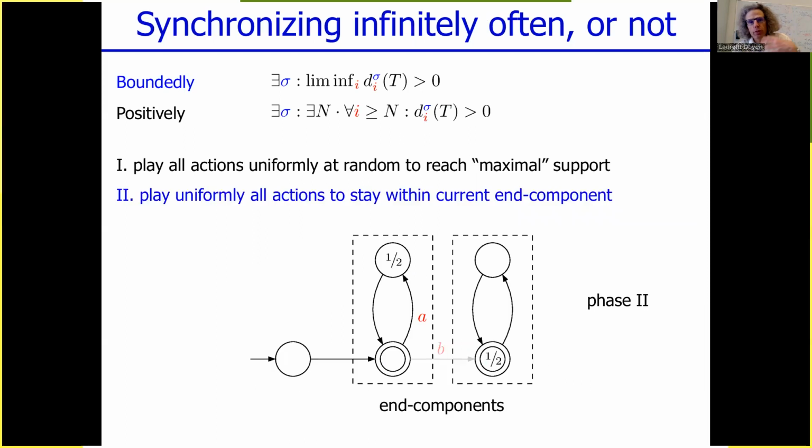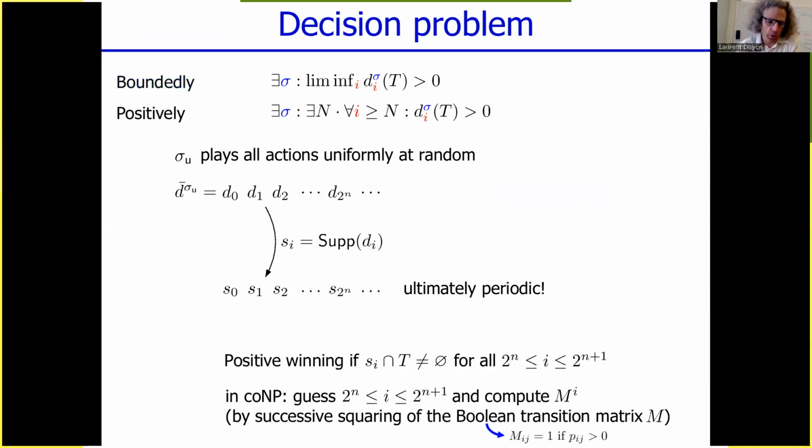So now that we have an idea of what should be the winning strategy, we can now implement an algorithm to decide if the condition is satisfied, if there exists a strategy. So for positive winning, the only thing we need to do is to fix the strategy that plays all actions uniformly at random, and then check whether this condition is satisfied, whether from some point on we intersect with T.